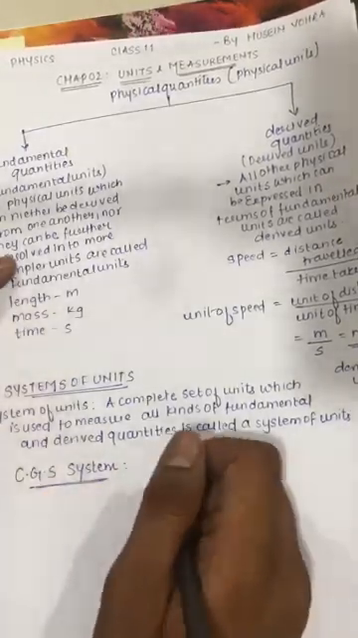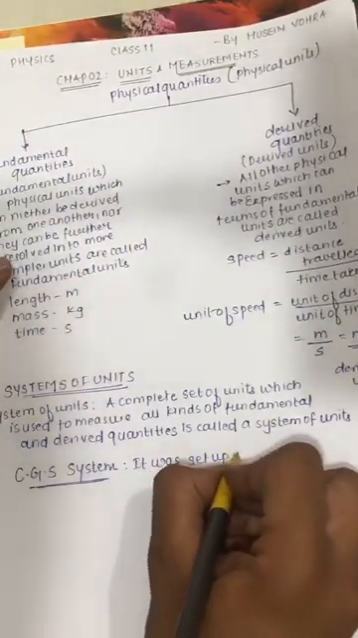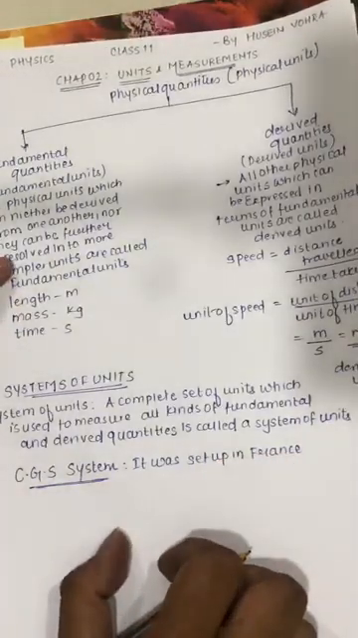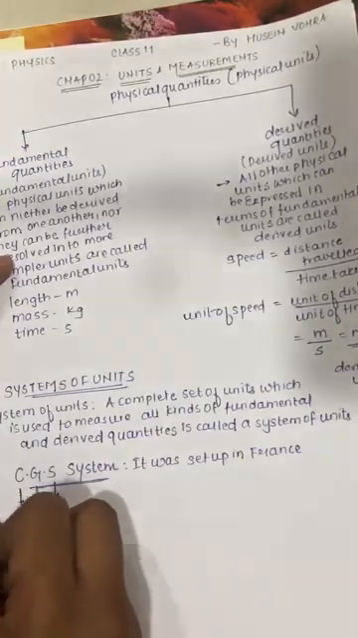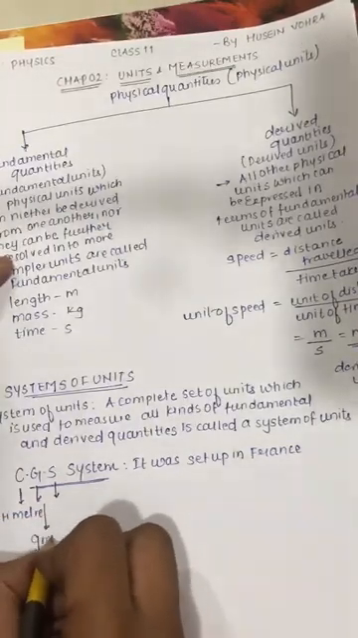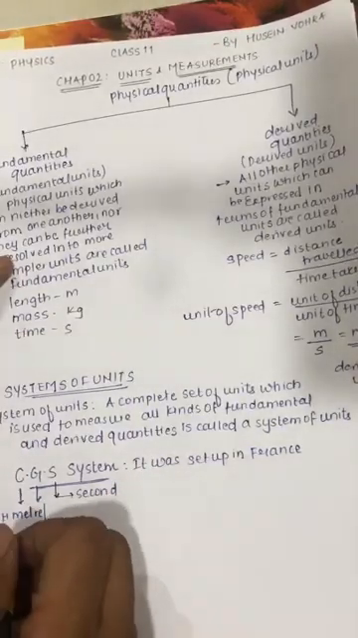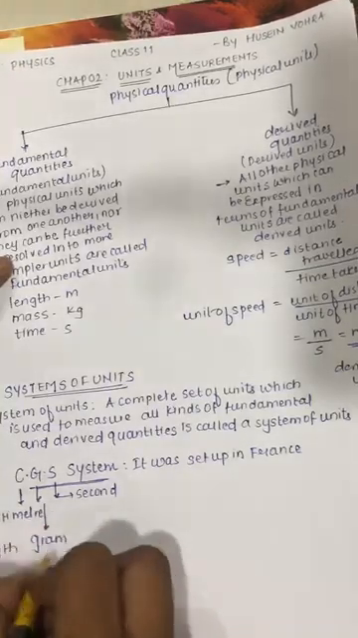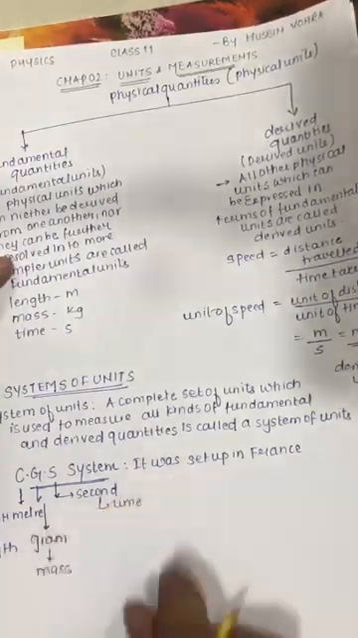The CGS system was set up in France, where CGS stands for centimeter, G stands for gram, S stands for second. For the fundamental quantities, centimeter is a unit of which quantity? That is length. Gram is mass, and second is time. It was set up in France.